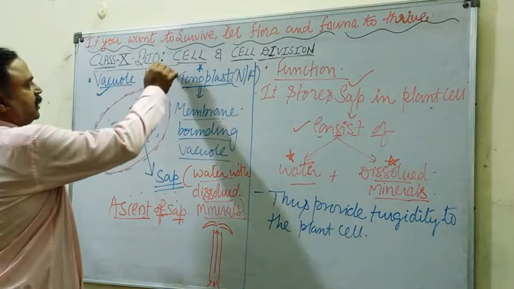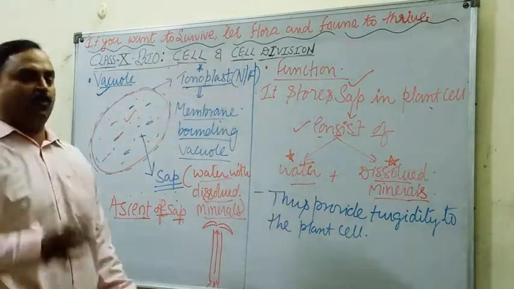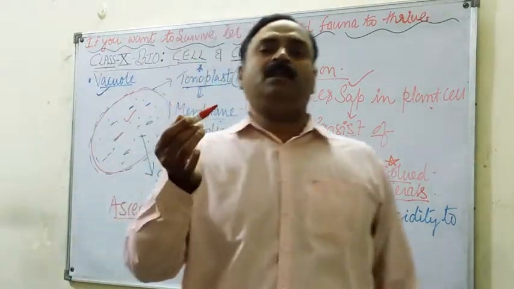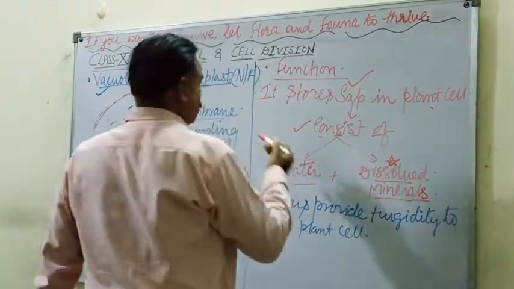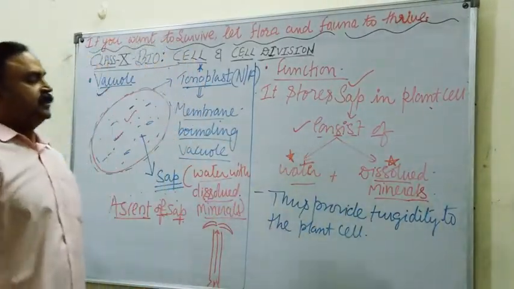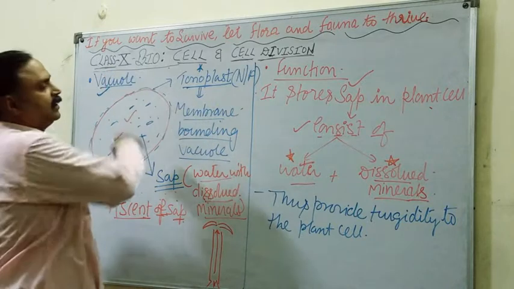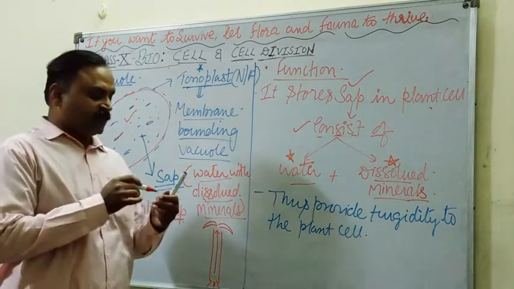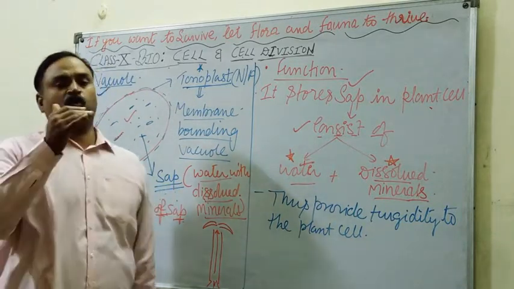But in this chapter, cell and cell division, we study only those important cell organelles which are in your course of class 10th. Isn't it? So this is the third cell component, vacuole. After this we are going to study chloroplast.